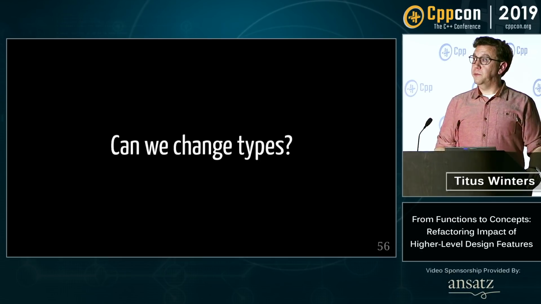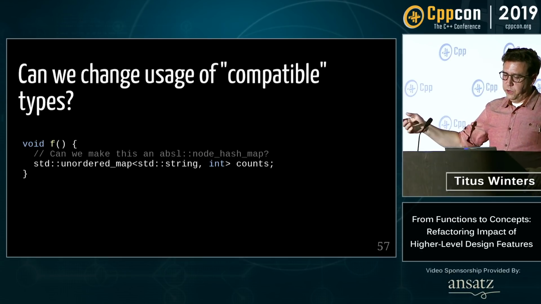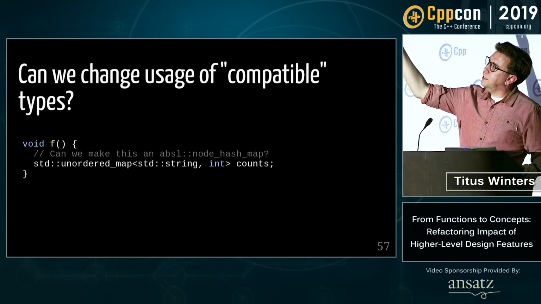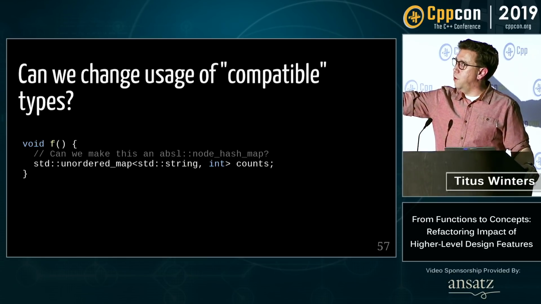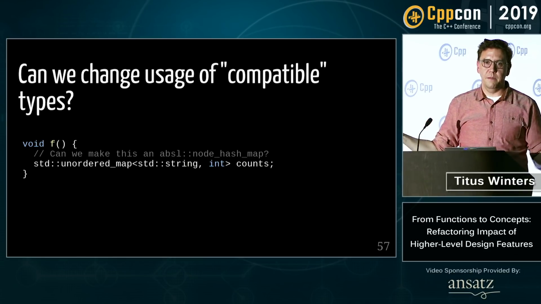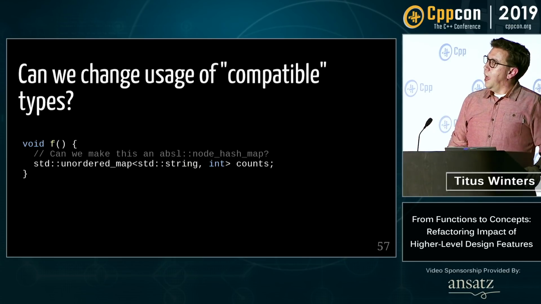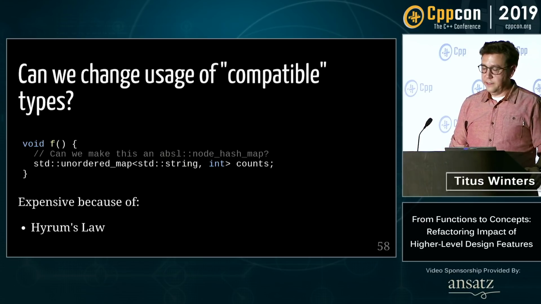Can we change types? For example, can we change between two compatible types? So I have an unordered map. Can I make that a faster hash map? Right? Can I use node hash map? It has effectively the same semantics as far as iterator and pointer invalidation goes. And unsurprisingly, this is hard. This is expensive for two reasons.